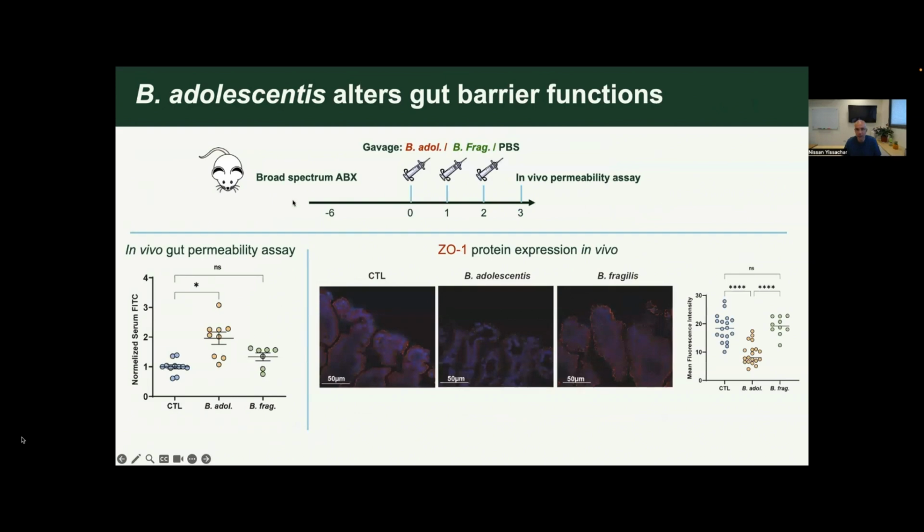When we look in vivo in mice, we can see that gavaging or supplementing mice with B. adolescentis disrupts the epithelial barrier in vivo, as we can see when we measure intestinal permeability using a FITC-dextran assay, but not with the gavage of B. fragilis, for example. And when we look at the tissues of these mice, we can see again disruption to the expression of tight junction proteins such as ZO-1.